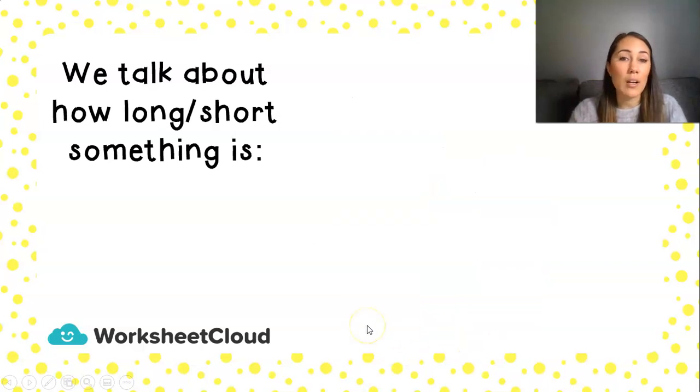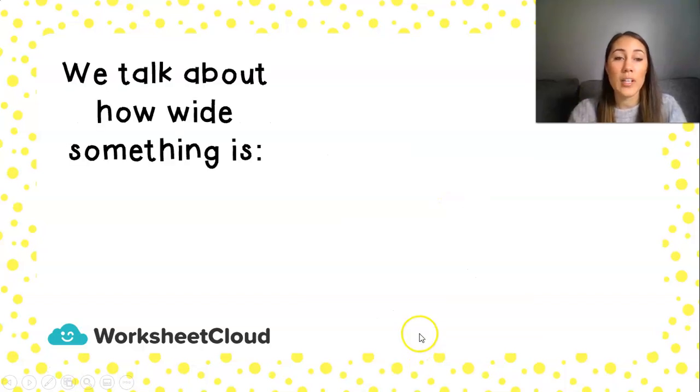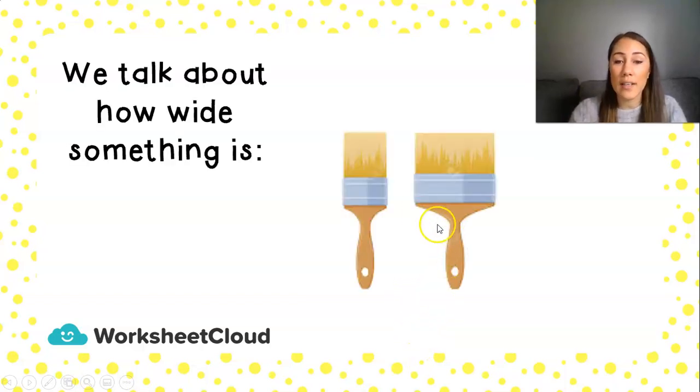We can also talk about how long or how short something is. So this shoe is quite long, but the green one is quite short. And we can also talk about how wide something is. So this paintbrush is quite wide if I compare it to the narrow paintbrush next door.